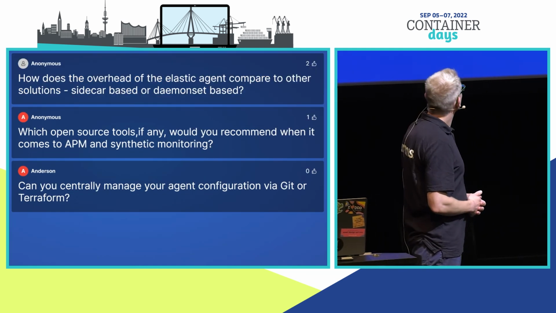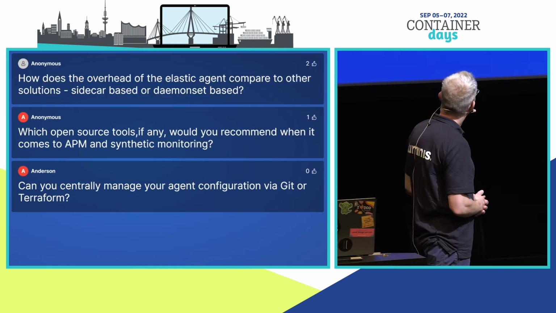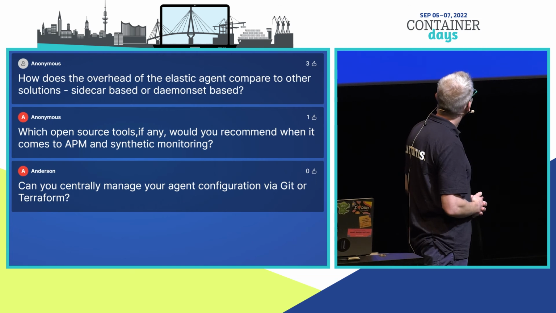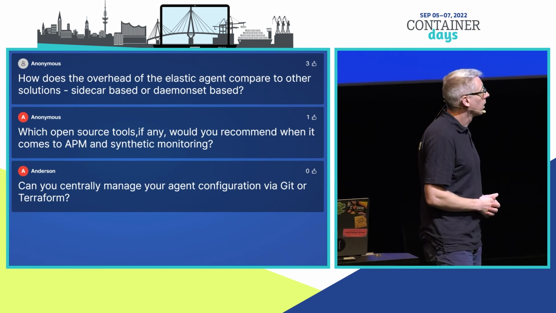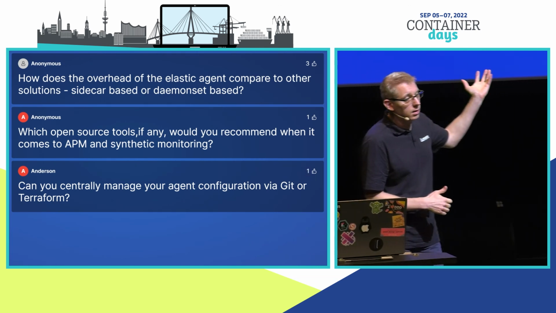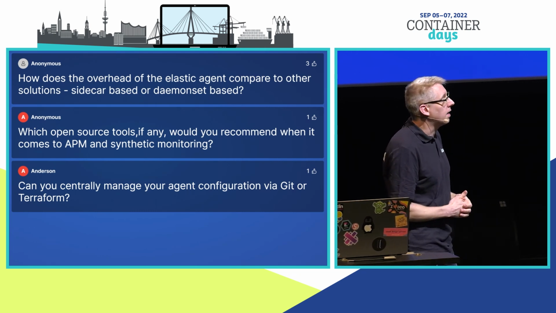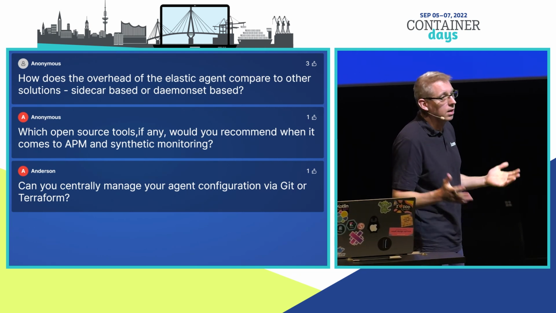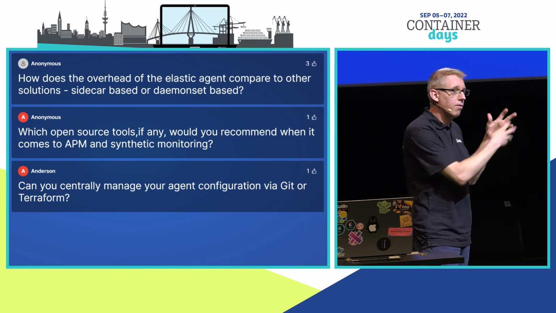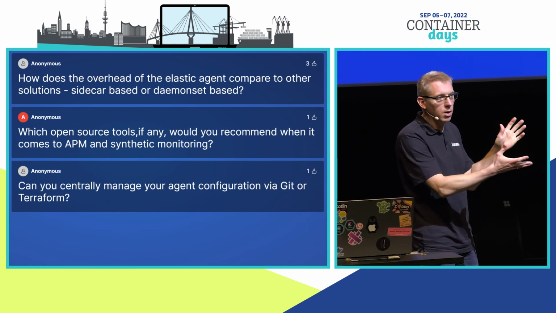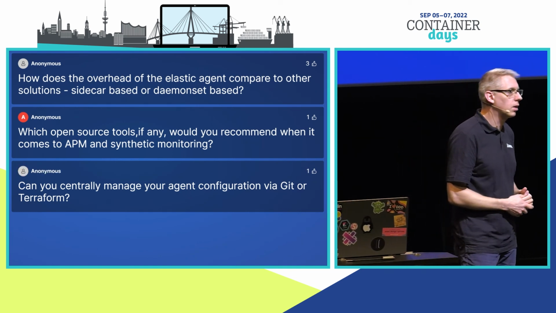How does the overhead of Elastic Agent compare to other solutions, sidecar-based or daemon set-based? Yeah, so Elastic Agent is a daemon set, right? So that's the same. And then if you look at sidecar solutions, a lot of sidecars add even more because every pod actually gets a sidecar and not every host. So a daemon set is typically easier.